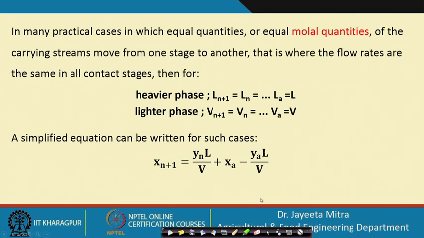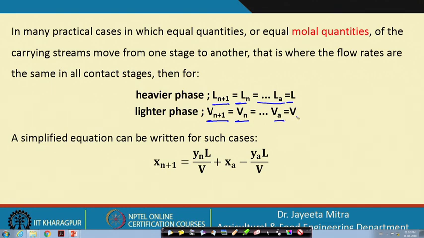Now, in many practical cases in which equal quantities or equal molar quantities of the carrying streams move from one stage to the other stage, that is where the flow rates are the same in all the contact stages, then for the heavier phase or slurry phase, we can consider this L n plus 1 is equal to L n, is equal to L A up to L, and for the lighter phase again V n plus 1, that is the solvent entered into the nth one, is equal to V n, that is the overflow of the nth one, and eventually V A, for the entry of the solvent in the first one. So, this is the mass of the solvent that is coming.